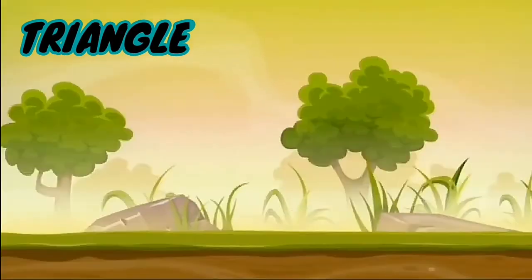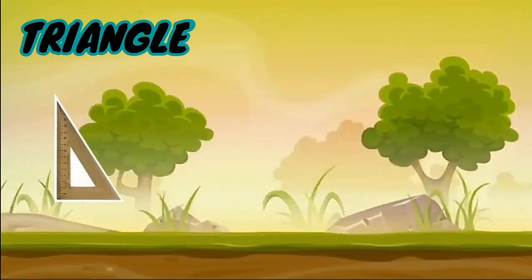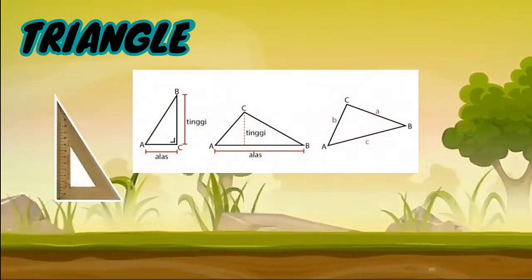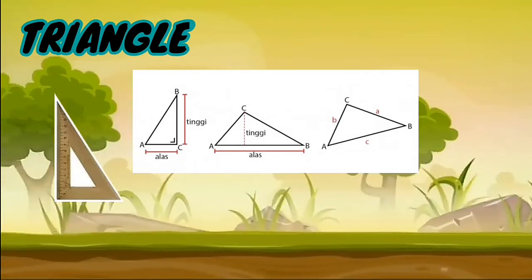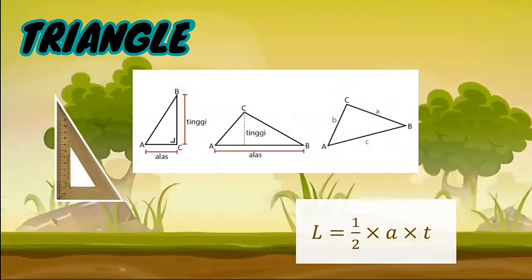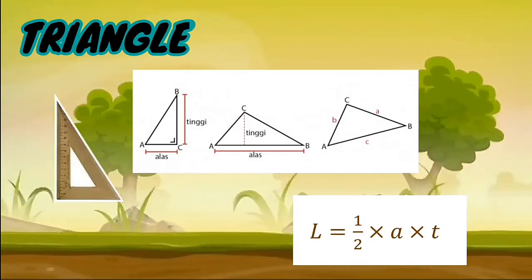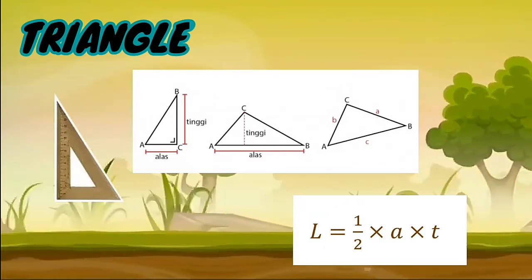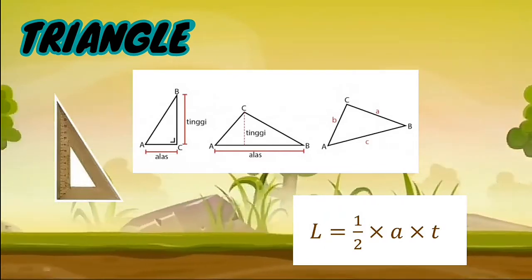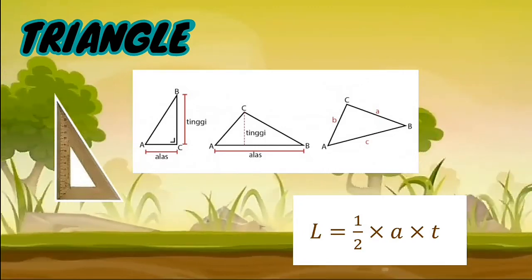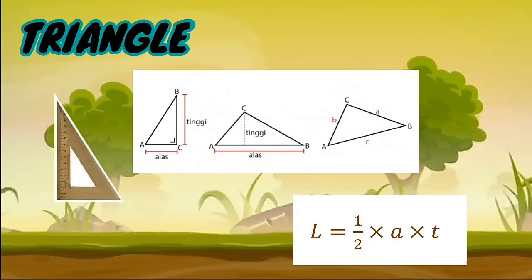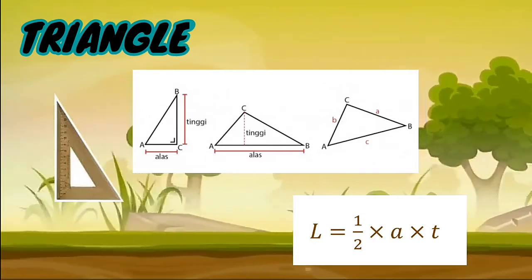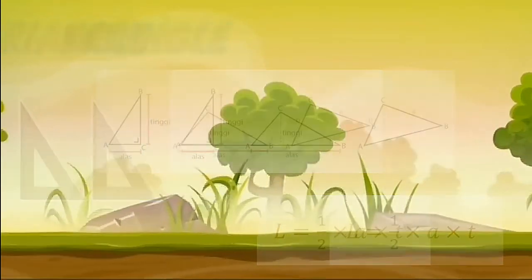Can you see what shape or picture a triangle looks like? The formula for the area of a triangle is L equals half times A times T. For more details on using the triangle formula, please pay attention to the example questions that I will explain.